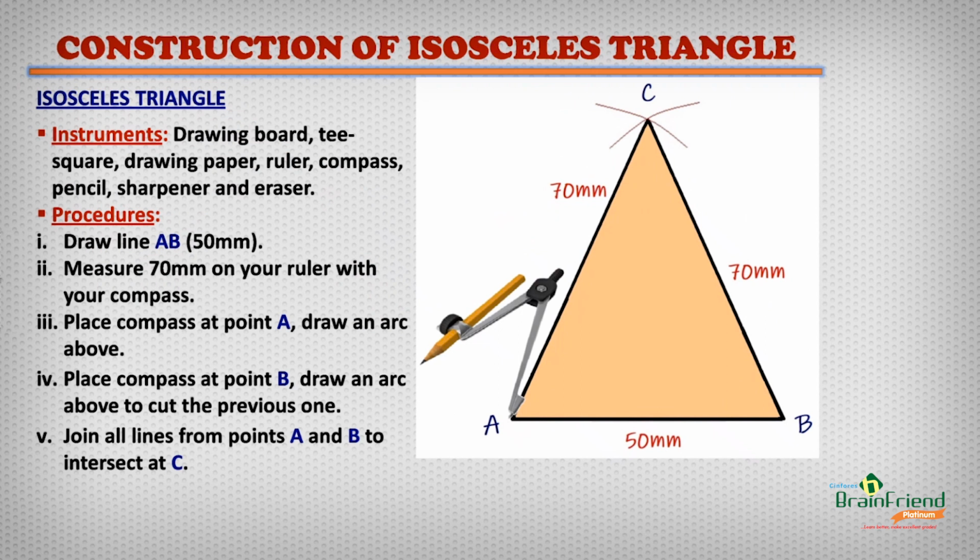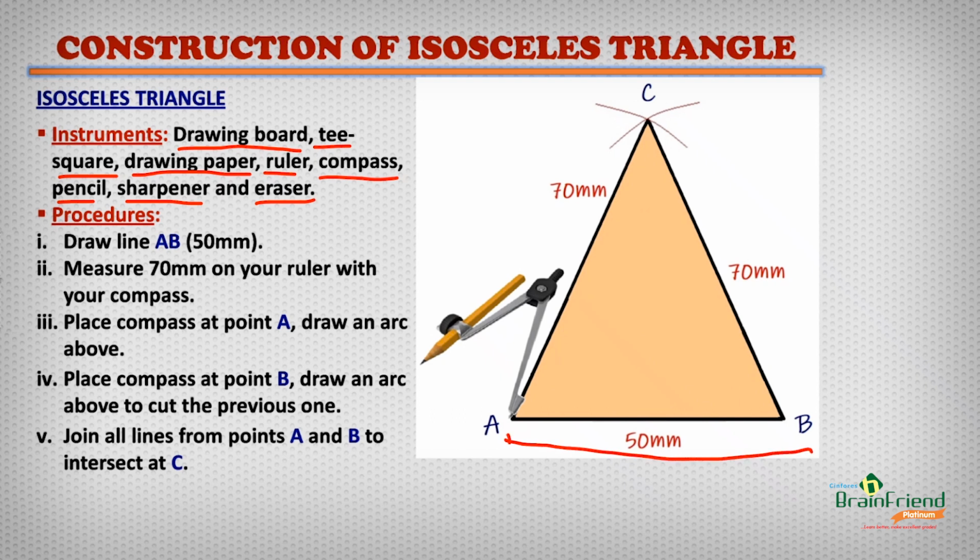In constructing an isosceles triangle, the following instruments are needed. 1. Drawing board. 2. T-square. 3. Drawing paper. 4. Ruler. 5. Compass. 6. Pencil, sharpener, and eraser. For you to draw effectively, there are procedures you must follow. They include: 1. Draw line AB 50 mm.